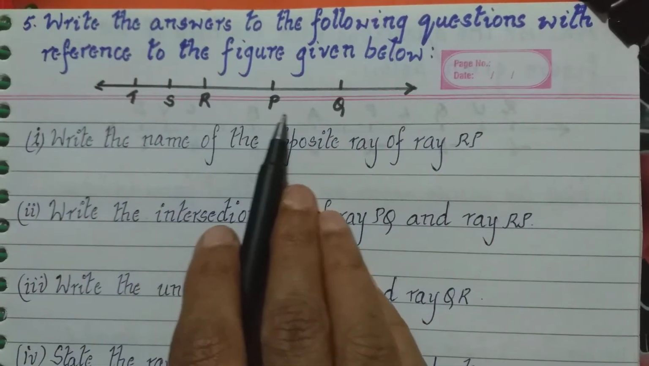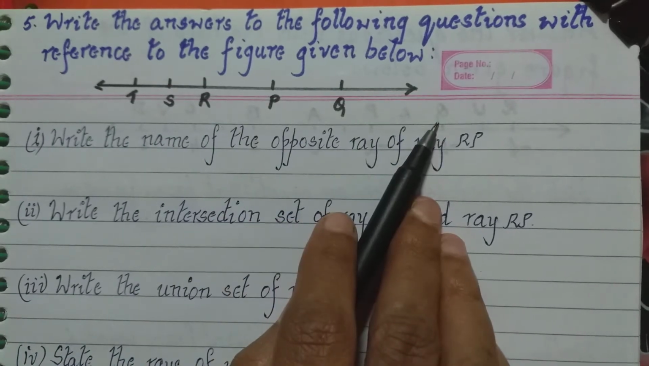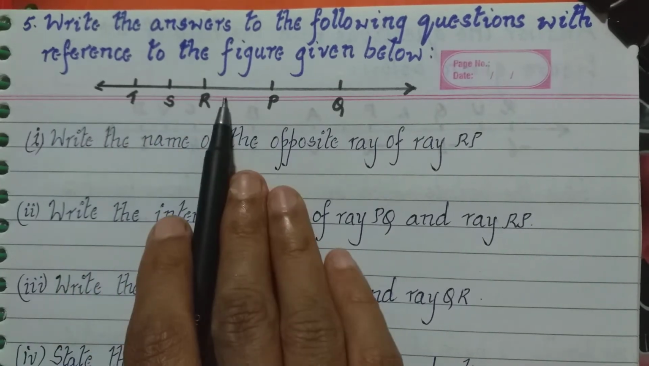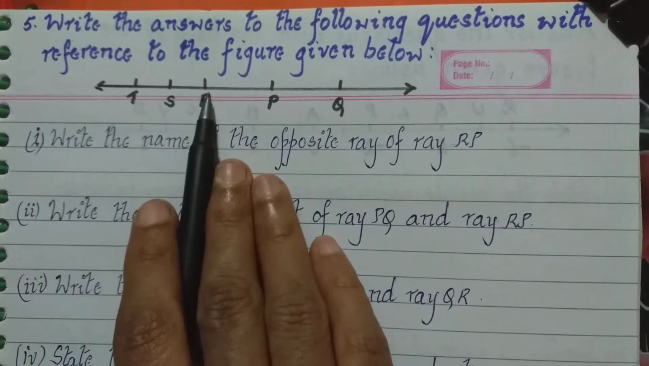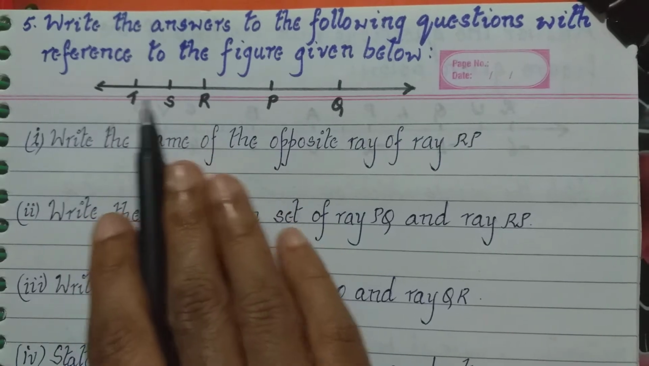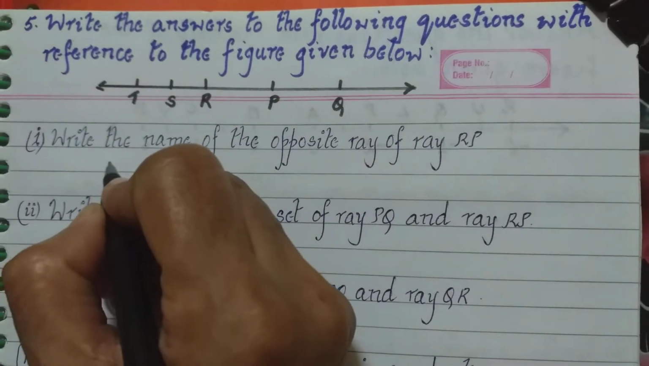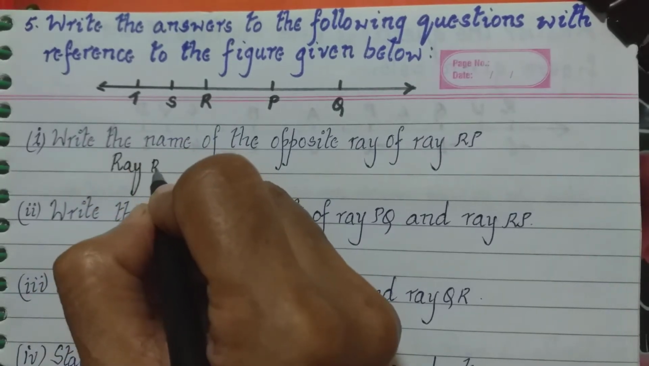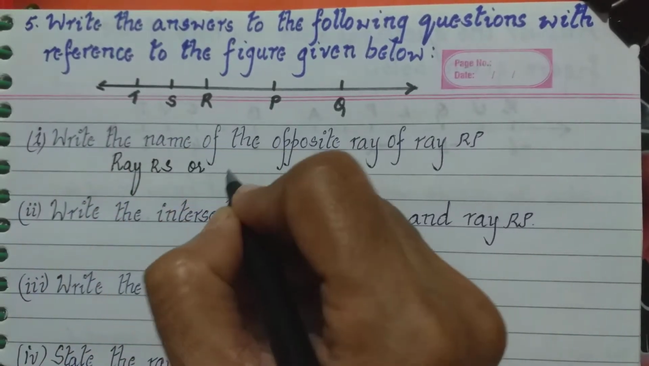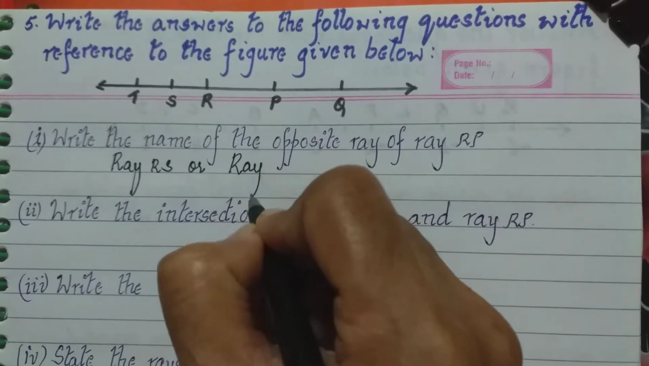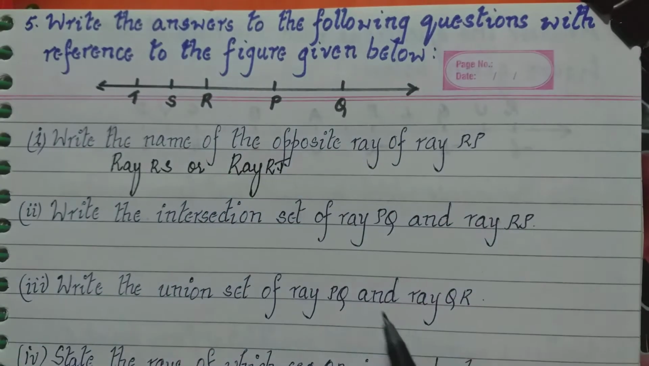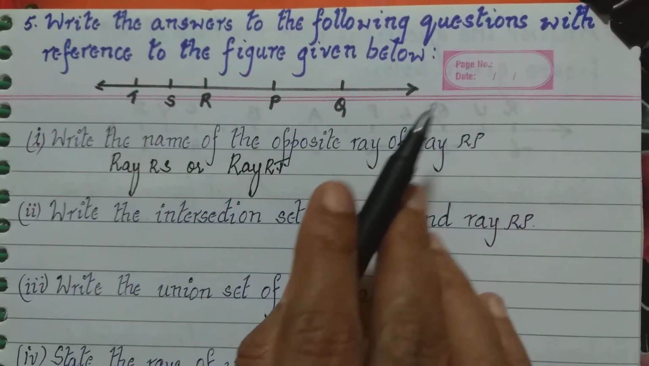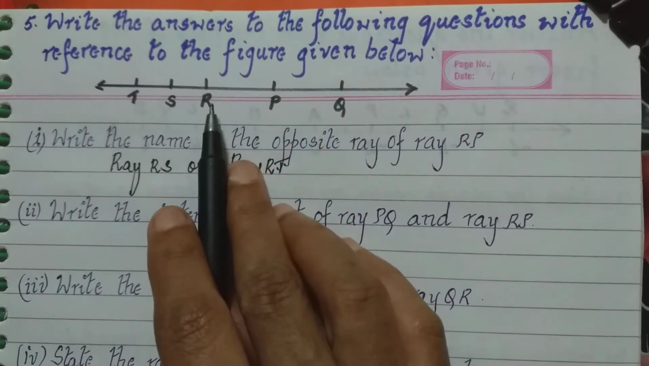Now if ray RP is in this direction, a ray opposite to it will start from R, but it will be in this direction. So it will either be RS or RT. So the answer here will be ray RS or ray RT. Then write the intersection set of ray PQ and ray RP.